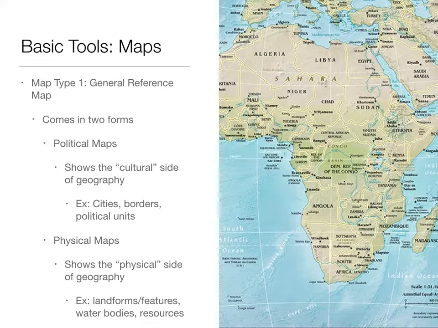A physical general reference map shows the physical side of geography such as landforms or features, bodies of water, and natural resources. If you look at the map shown on the slide, you can see the major rivers of Africa, the different ecosystems, as well as some of the mountain ranges visible in Ethiopia all the way down to Mozambique on the eastern coast. All of these show the physical elements of the map.